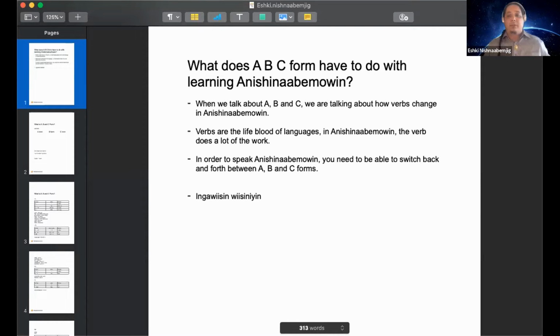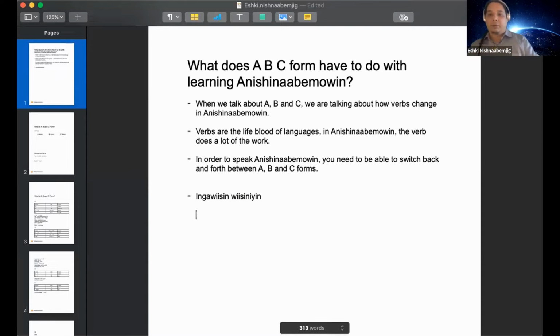All right? You have to be able to switch back and forth between A, B, and C form to speak Nishnaabemowin competently, I guess. All right, and then down here, ngo wisin wisnian. This was my first phrase in Nishnaabemowin. Okay, this is what gave me that click moment. Ngo wisin wisnian, and you'll see that the same verb comes up: eat and eat, but there's two different people doing the eating.